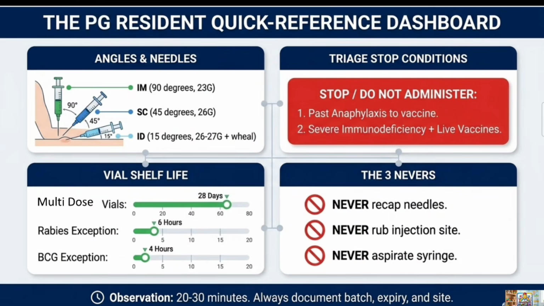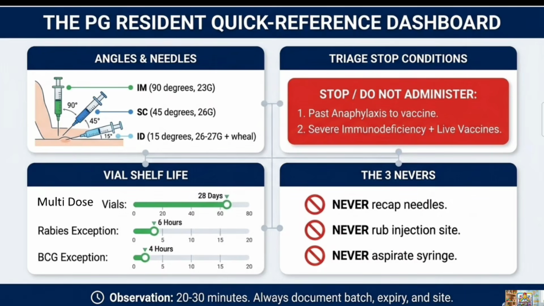Now the summary points. Angles of the needles. For IM injection, 90-degree angle with 23 gauge needle. Subcutaneous injection, 45-degree angle with 26 gauge needle. And intradermal injection, 15-degree angle with 26 to 27 gauge needle plus wheal formation post-vaccination.